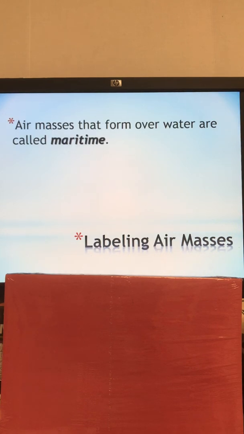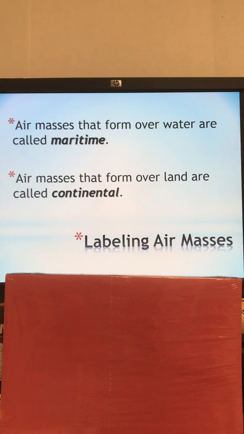Okay, we label these air masses in two different ways based on how much humidity they have. You have maritime, which is an air mass that is over water, and continental if that air mass is over land. That tells us whether it's going to be humid or whether it's going to be dry.